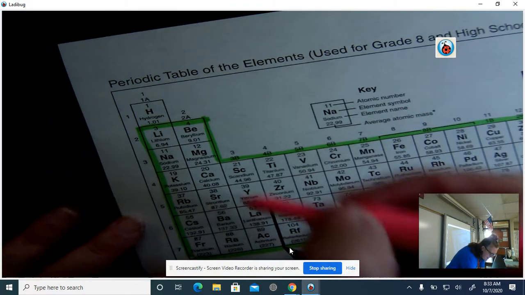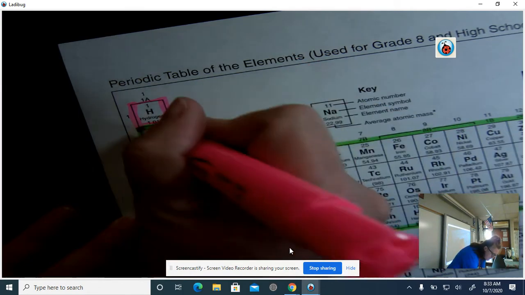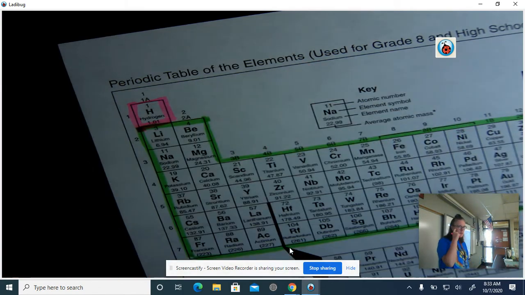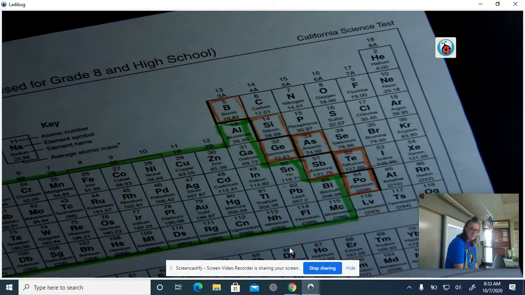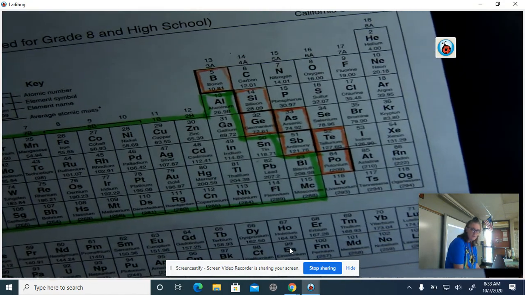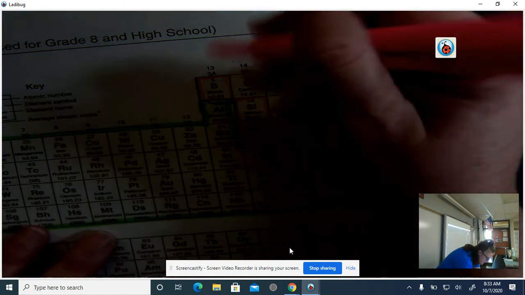I'm going to start over here on the left side. This is hydrogen. Okay. A non-metal, it's a gas at room temperature, right? Bonds with lots of stuff because it needs to, because of that one lone electron. And then over here, these are all non-metals.